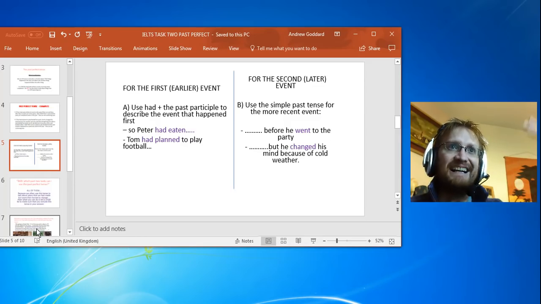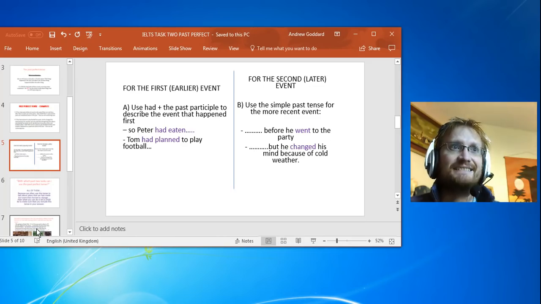So Peter had eaten, that's the first event, before he went to the party, the second event. So in the first case, we have had and eaten, which is the past participle of the verb to eat. And in the second case, we have went, the simple past tense of the verb to go.